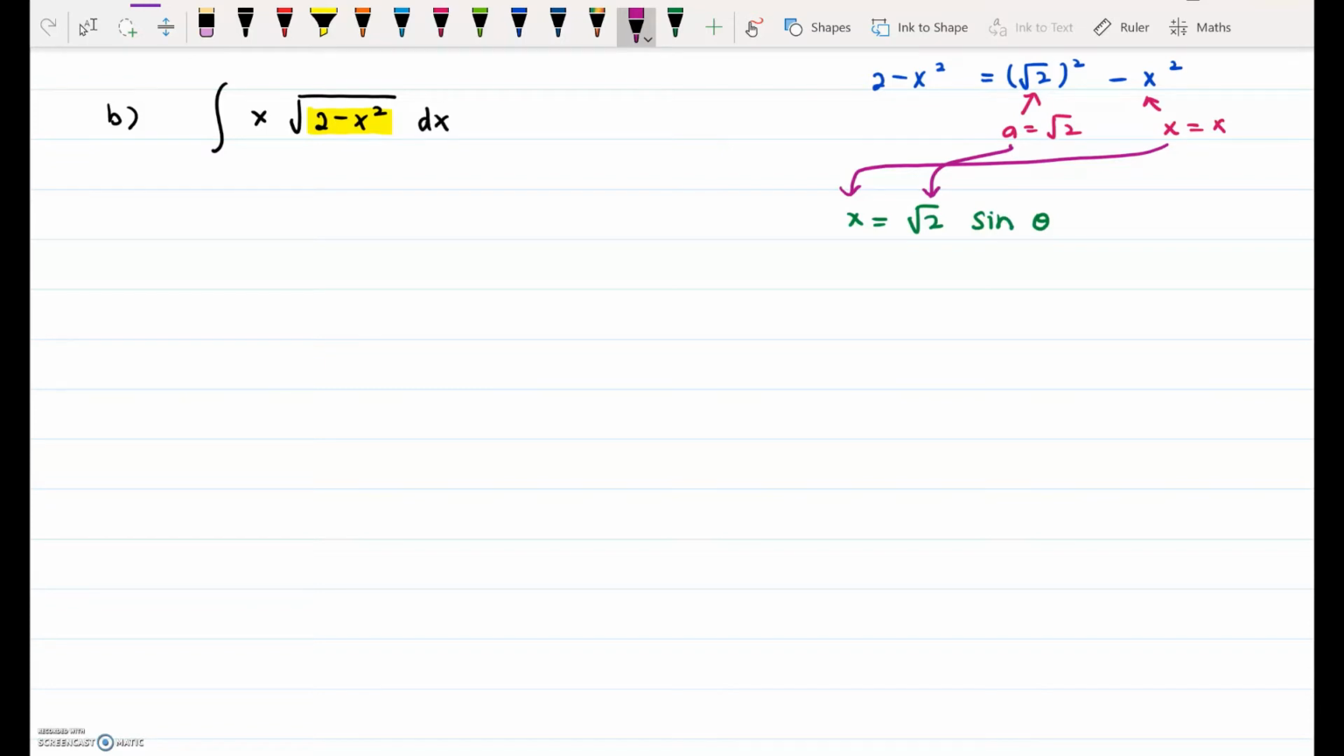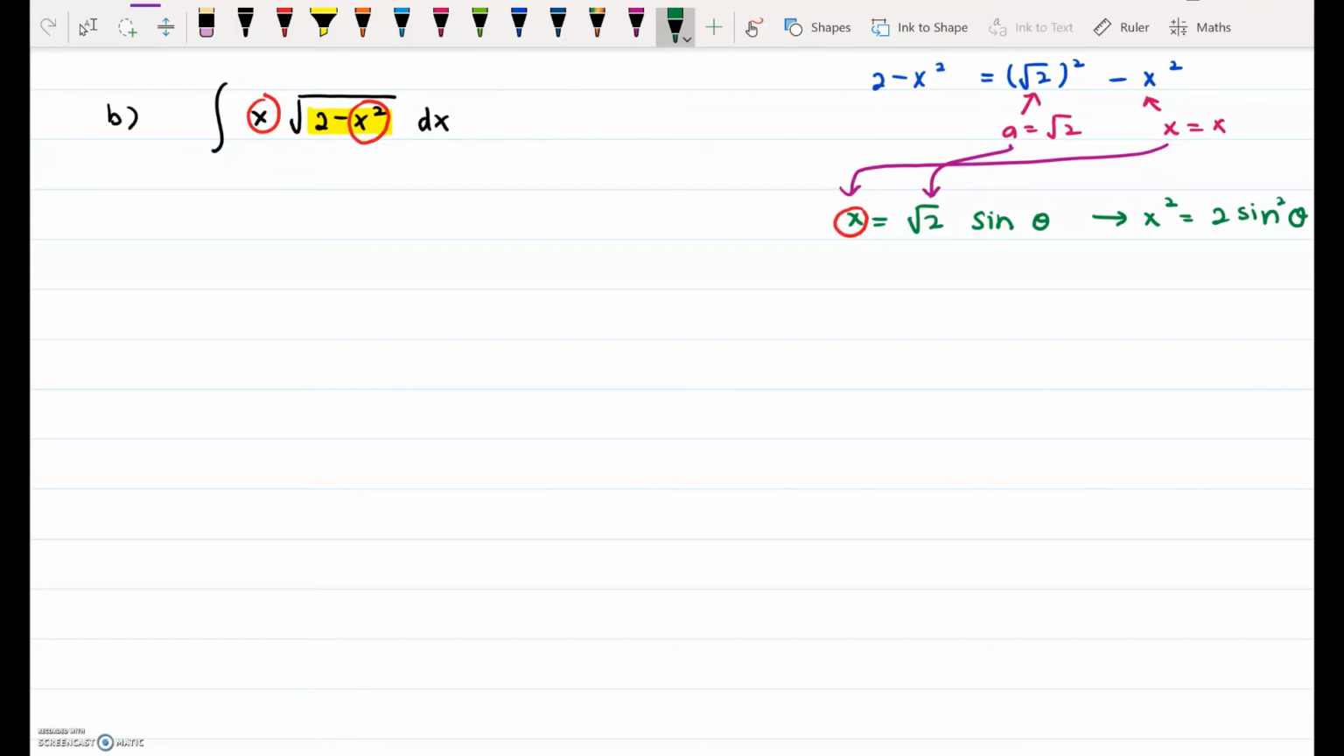We have x here, we already have your x, and then we have x squared. Let's find your x squared. Your x squared will be square root 2 squared sine squared theta. So meaning you will have 2 sine squared theta. Square root 2 squared and then sine squared theta.